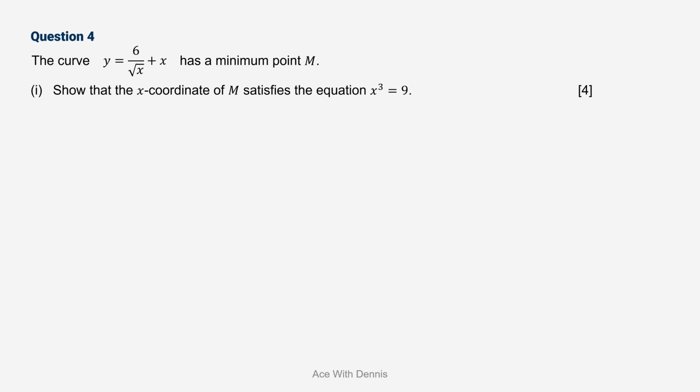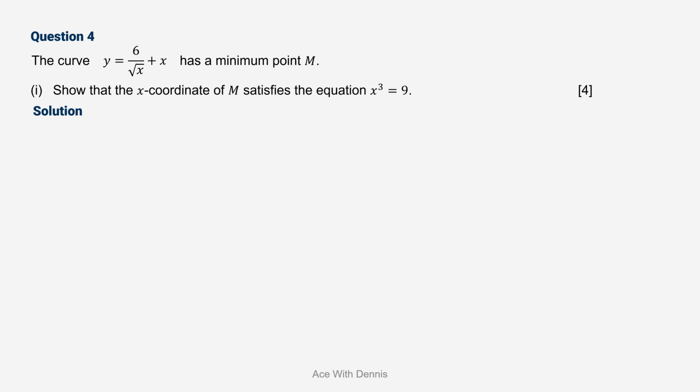Question 4. The curve y equals 6 over square root of x plus x has a minimum point M. Part 1. Show that the x-coordinate of M satisfies the equation x cubed equals 9, 4 marks. So here is the solution.